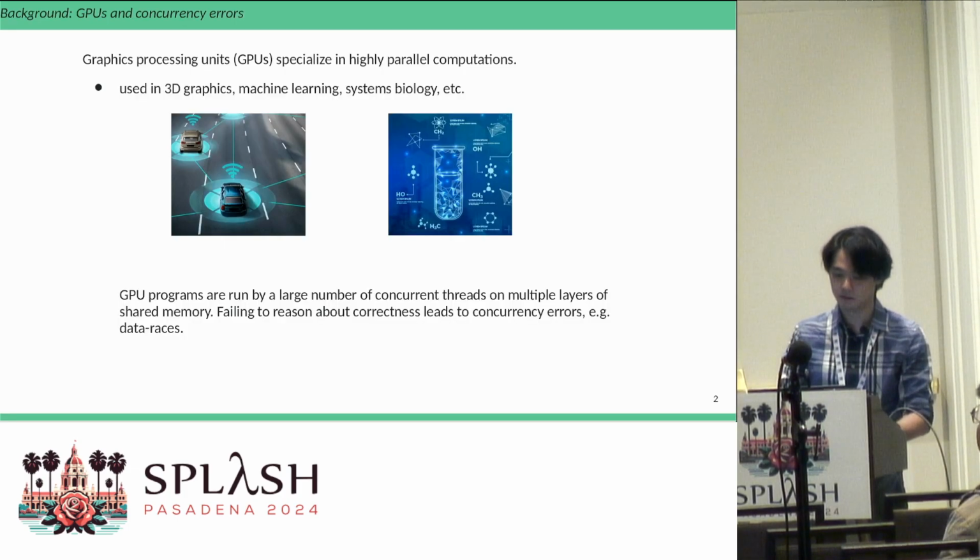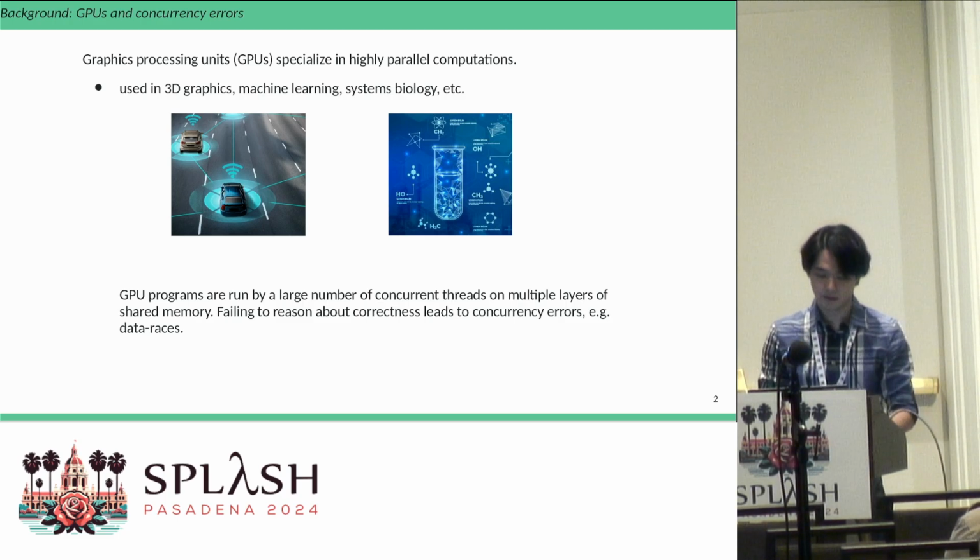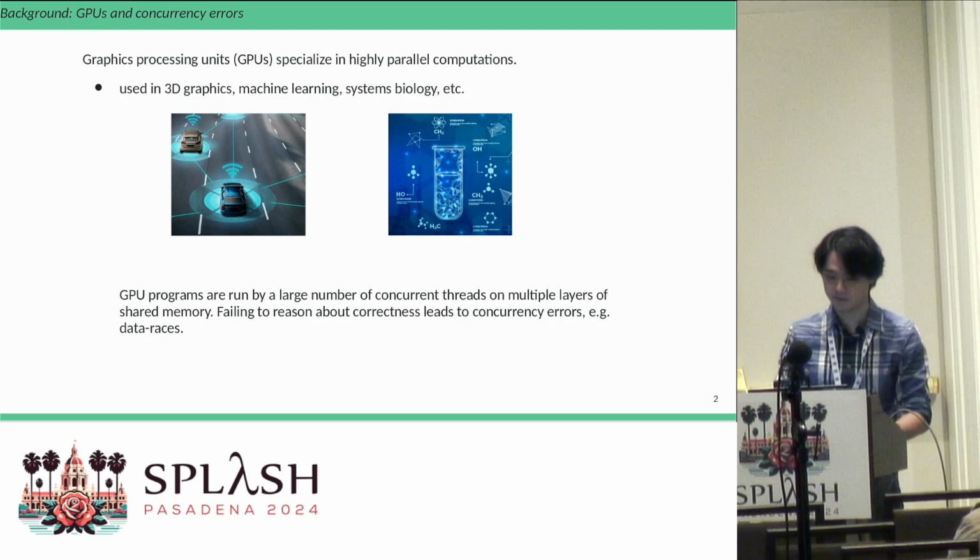So a bit of background, GPUs, graphics processing units, are devices that specialize in highly parallel computations. They're used in many sectors such as 3D graphics, machine learning, systems biology. How they work is they run a large number of concurrent threads on multiple layers of shared memory. So failing to reason about correctness when writing GPU programs can lead to concurrency errors, such as data races.